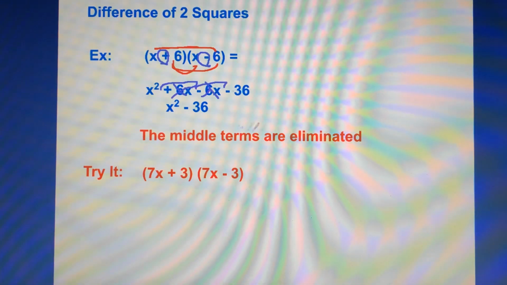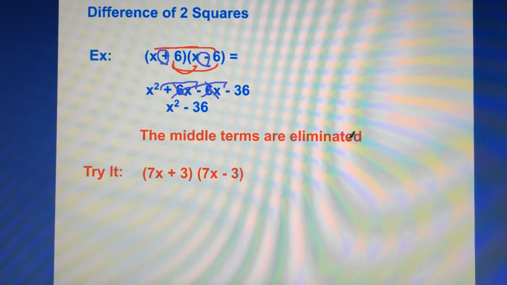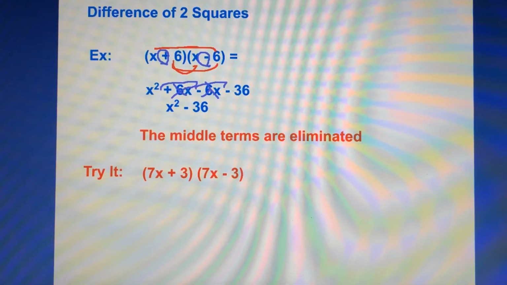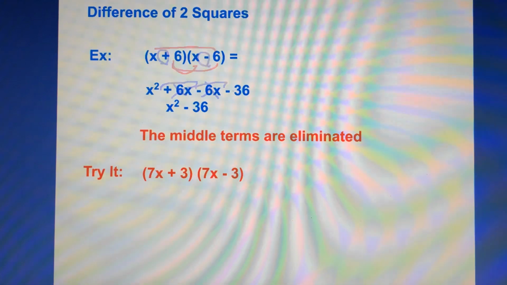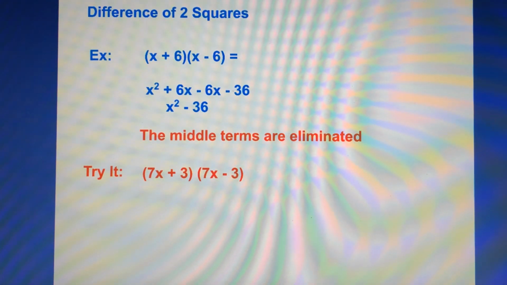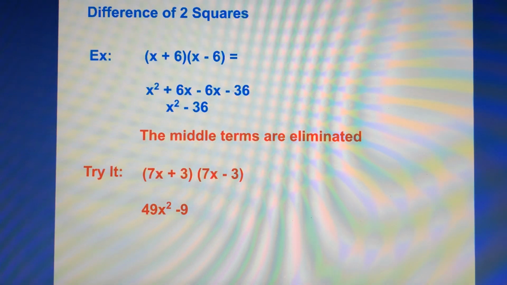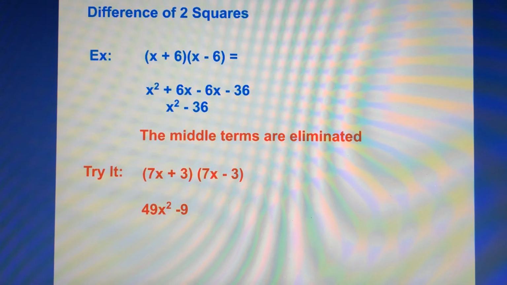The middle terms are eliminated. Try one. See how it goes and try it, okay? Go ahead and pause your screen while I get rid of that mess. Pause. And here's your answer. 49x squared minus 9. Wasn't that easy? That's it for special polynomials. Hope you enjoyed.